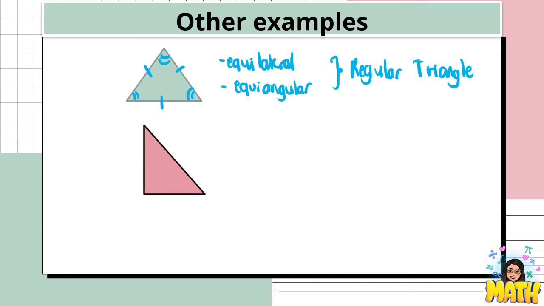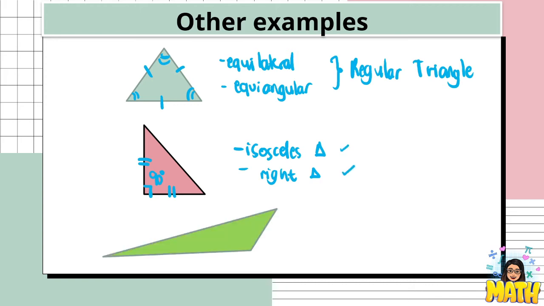In the second example, suppose two sides have equal measure. We classify it as isosceles triangle. And if one of its angles measures exactly 90 degrees, this one is considered a right triangle. So here, this triangle is classified as isosceles right triangle.